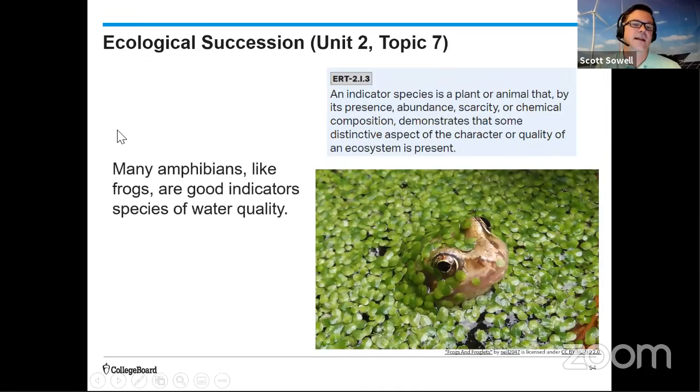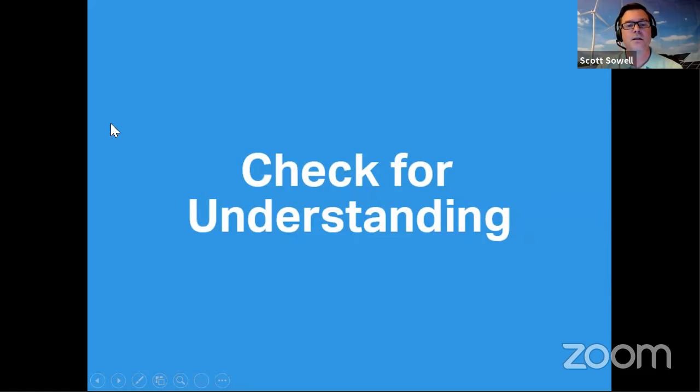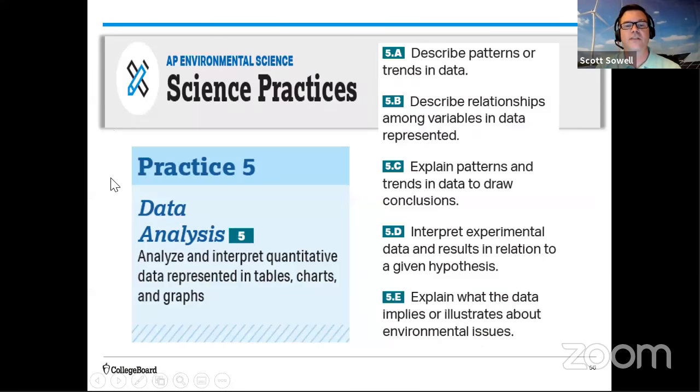Finally, a nice one to think about is amphibians, such as frogs. Because of their intimate relationship with aquatic environments, they're a great indicator species for water quality. That's often used.